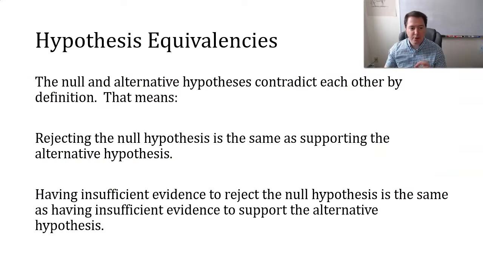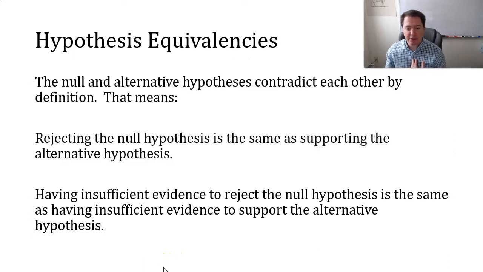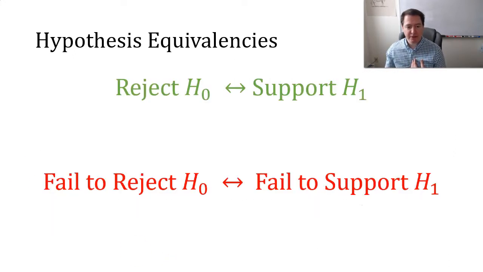Okay, so rejecting that null hypothesis is the same exact thing as supporting the alternative. Remember, they're contradictory claims. So these are equivalent things here. What I have in green, rejecting the null hypothesis and supporting the alternative, are the same thing. It's two ways of saying the exact same thing. Failing to reject the null, which is really what we should be saying when there's just not enough evidence here, is the same thing as failing to support the alternative.